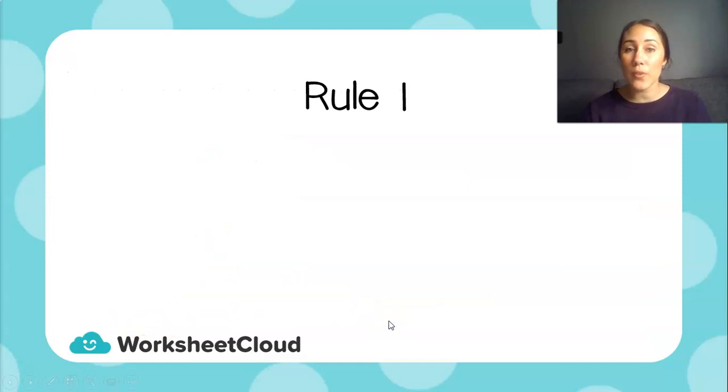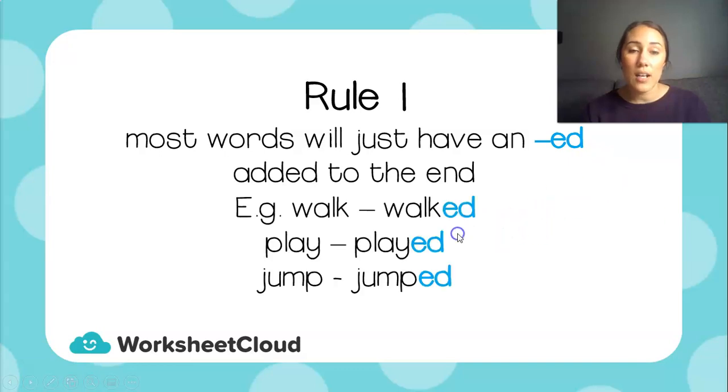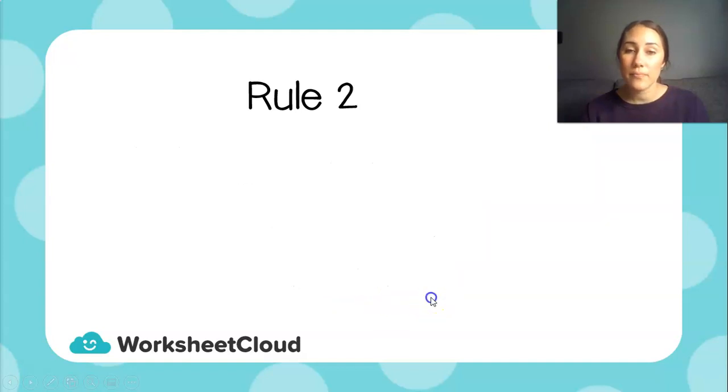Now, there are some rules for us to remember how these verbs are going to change. So, rule number 1, most words, you're just going to add an ed to the end. Like walk, today I walk, yesterday I walked. Today I play, yesterday I played. Today I jump, yesterday I jumped.